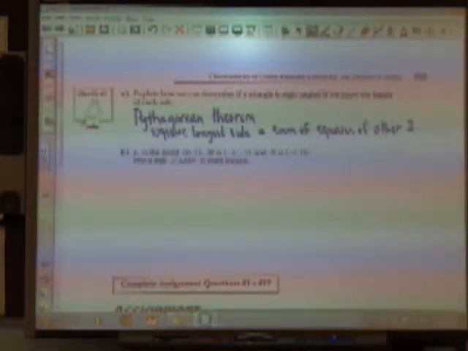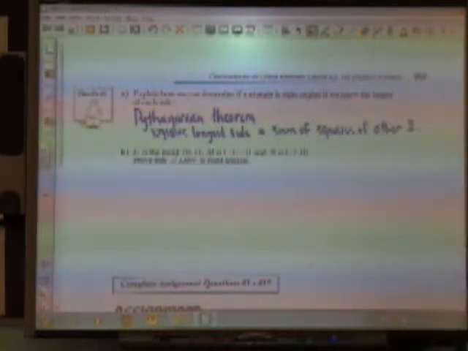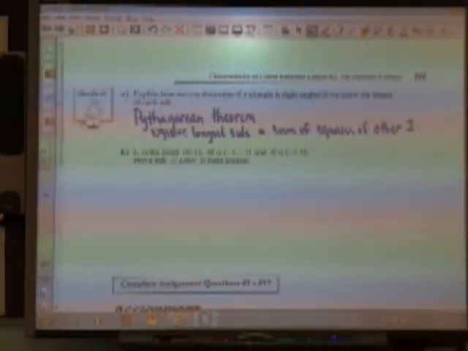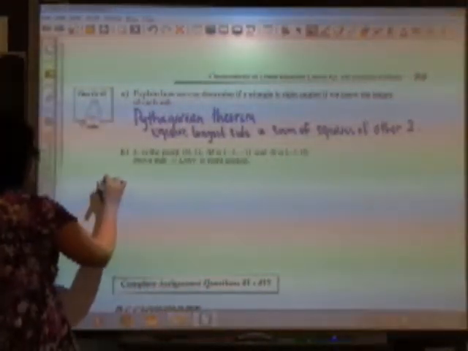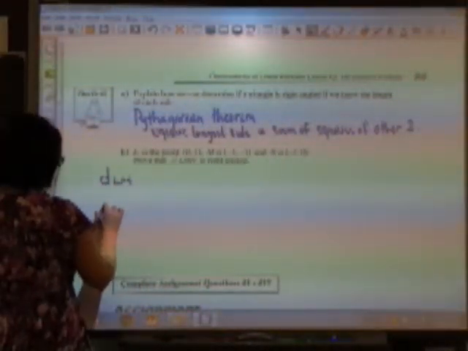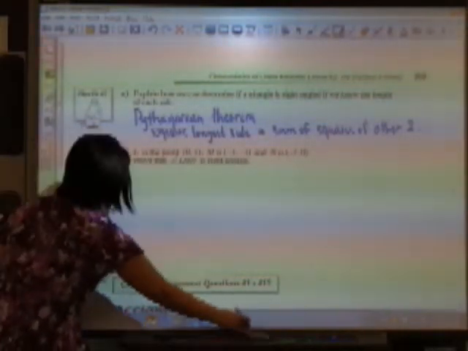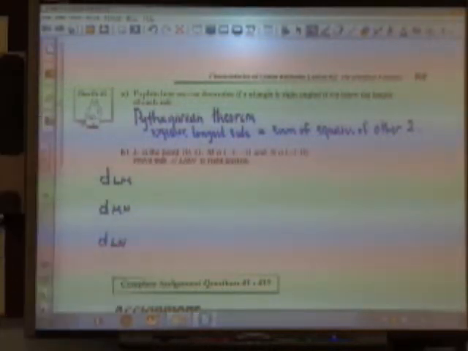So in B, L, M, and N are 3 points. If I join those 3 points, I want to prove that this triangle is right-angled. So in order to prove that, I need to find the length of the 3 lines. So I'm going to give you a couple of minutes. I want you to find the distance from L to M, M to N, and L to N. So find the distance of those 3 lines for me.